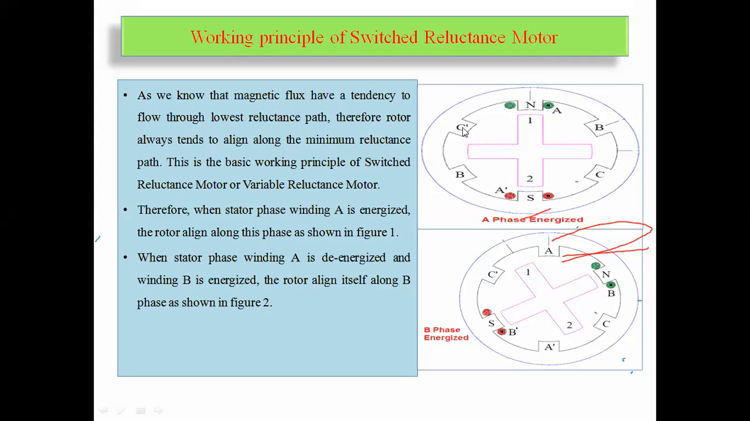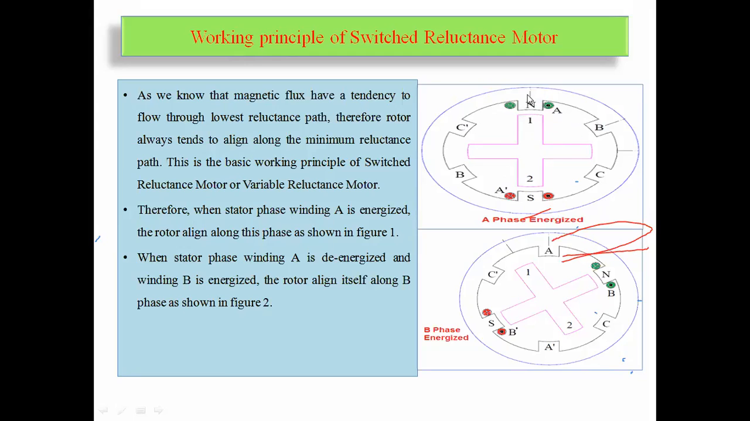Now here you can see that, this is nothing but a rotor part of this reluctance motor, and this is part of the stator side. Okay, this is nothing but a stator side while this is the rotor side. Now when stator phase winding A is energized, the rotor aligns along this phase as shown in figure 1. That means here. Okay, now what will happen, suppose I am giving supply for the A phase. Okay, suppose my windings are A, B and C. So totally I have 3 different phase windings on the stator side.